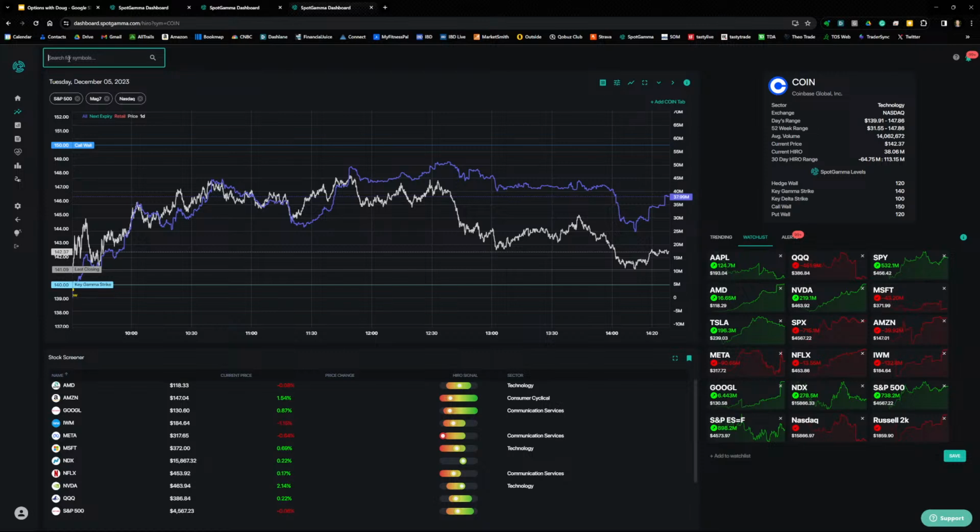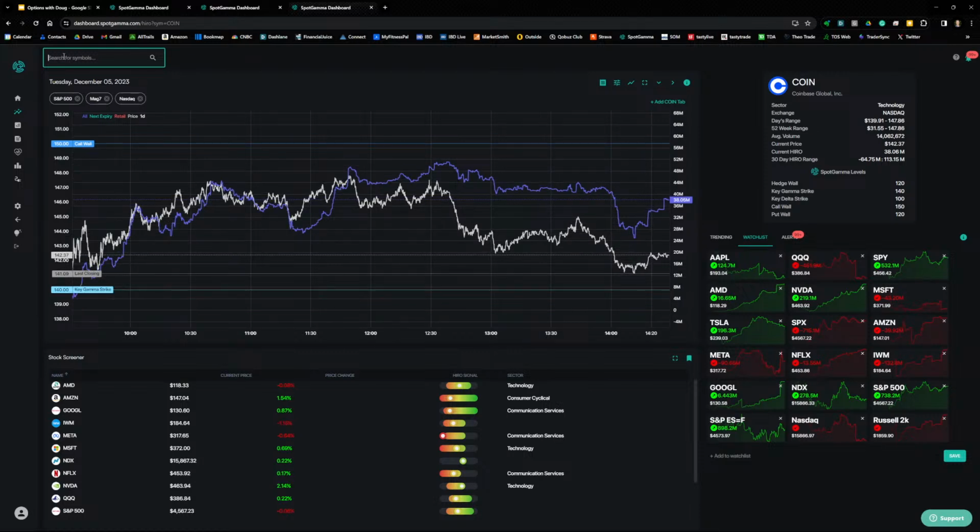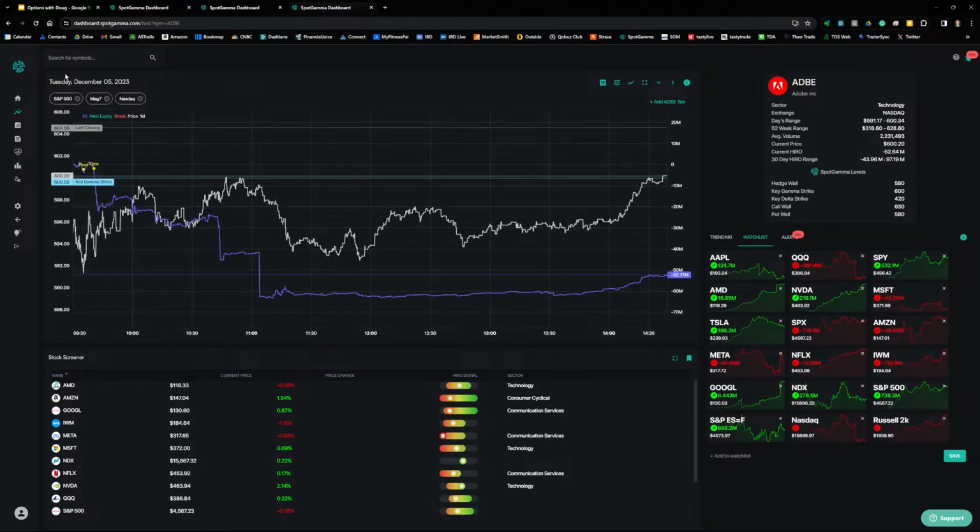Let's take a look at Adobe. Slow Tarazi indicated earlier hackers breached U.S. government agencies using an Adobe Cold Fusion exploit. So let's take a look at Adobe. And not much impact on Adobe stock, trading up to the 600 key gamma strike.